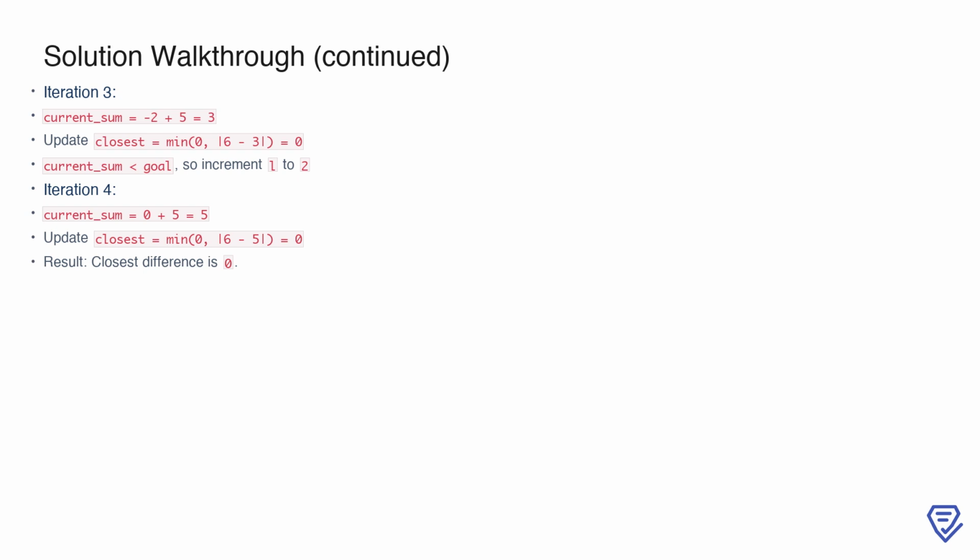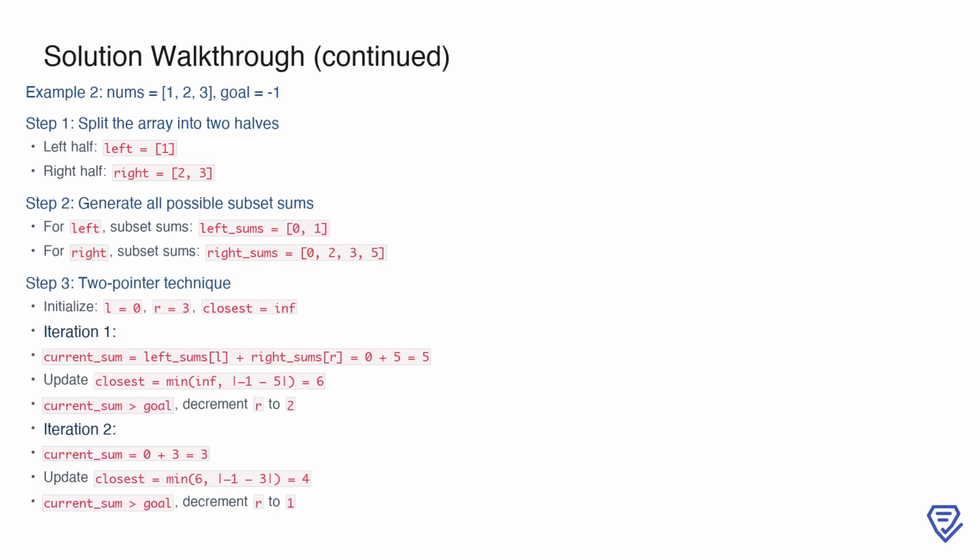In the third iteration, the current sum is -2 from left_sums and 5 from right_sums, resulting in a total of 3. The difference from the goal remains 0, so the closest difference does not change. Since the current sum is still less than the goal, we increment the left pointer. Finally, when the current sum is 0 plus 5, the total becomes 5, and while the difference from the goal remains 0, there's no need to update the closest value. At this point, we find that the closest difference for this example is 0, meaning we managed to match the target exactly with a subsequence sum.